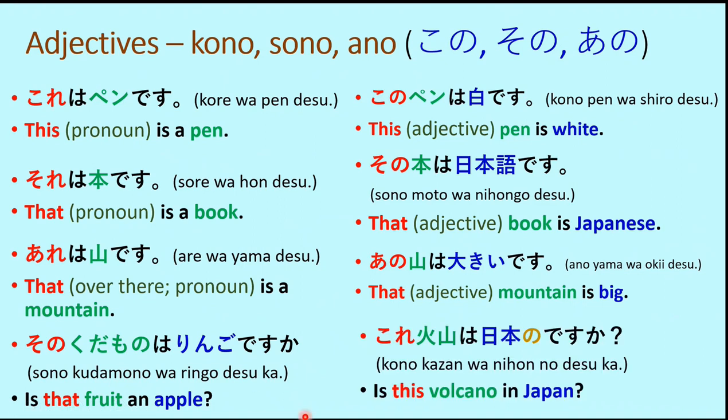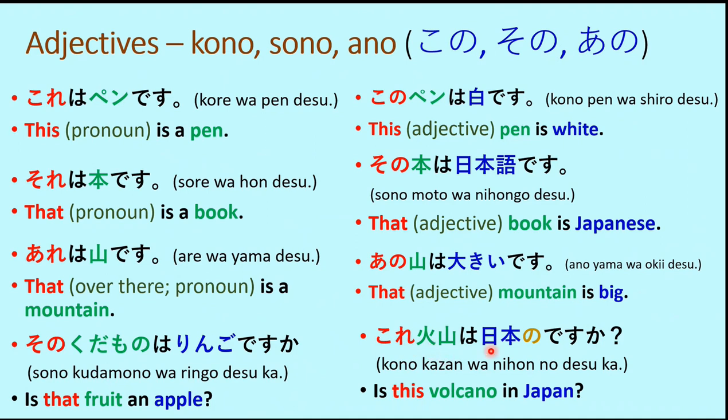And likewise, is this volcano in Japan? Kono kazan wa nihon no desu ka? Kazan means volcano. So you can see there are two kanji symbols. One is for fire and one is for mountain. So this is hi and this is yama. The pronunciation is kazan actually, kazan.